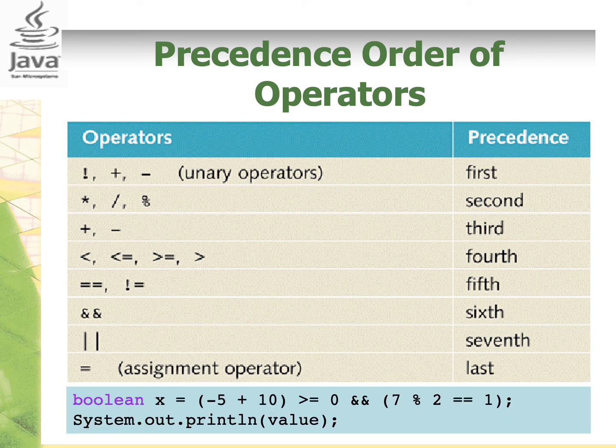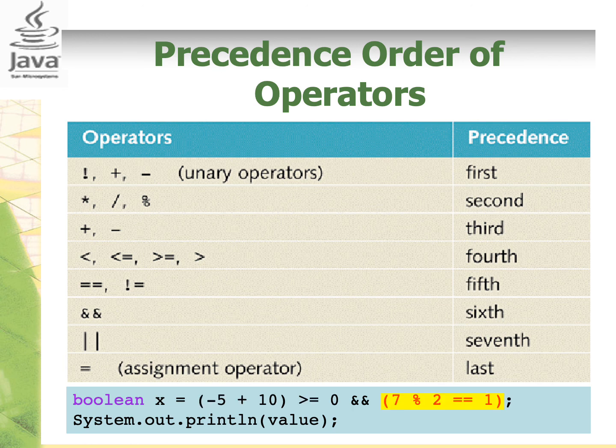To show the precedence order, let's look at this example. Say that we have -5 plus 10 larger than or equal to 0 and 7 modulus 2 equal to 1. Which will be evaluated first? It will do -5 plus 10 because that is at the most left side. Then it will do larger than or equal to 0, which will give it the value true.